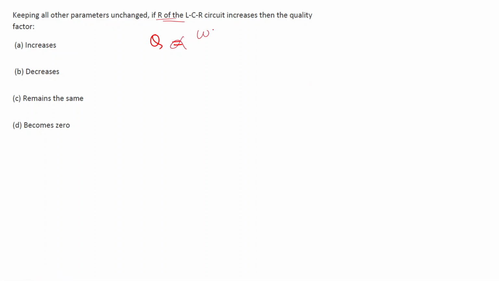Let's say it's chi L or chi C, then it will be omega L divided by R. So the question here is, if R of the LCR circuit increases, then the quality factor, as we can see, will decrease. So the quality factor of the LCR circuit will decrease with the increase in resistance.